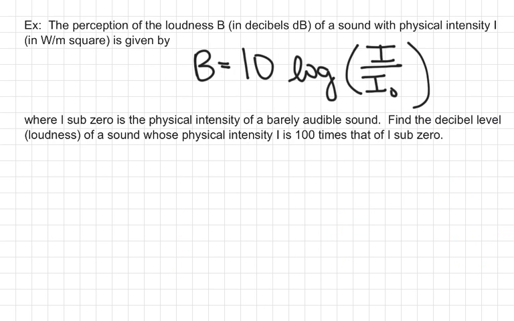The perception of the loudness B in decibels of a sound with physical intensity I in watts per meter squared is given by B equals 10 log of I divided by I sub 0, where I sub 0 is the physical intensity of a barely audible sound. Find the decibel level, the loudness, of a sound whose physical intensity I is 100 times that of I sub 0. Well, I don't actually know what I or I sub 0 is.